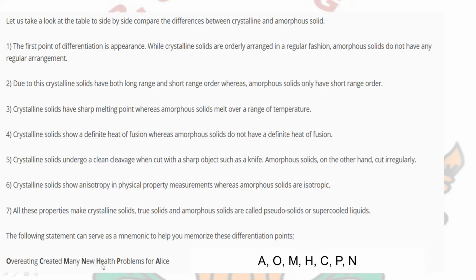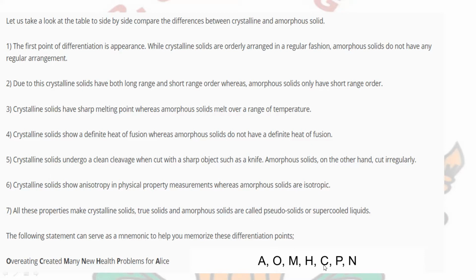Next, H. H comes from "health". Here H is the heat of fusion. The difference between the heat of fusion in crystalline solid and amorphous solid is that crystalline solids have a definite heat of fusion, while amorphous solid does not have any definite heat of fusion.